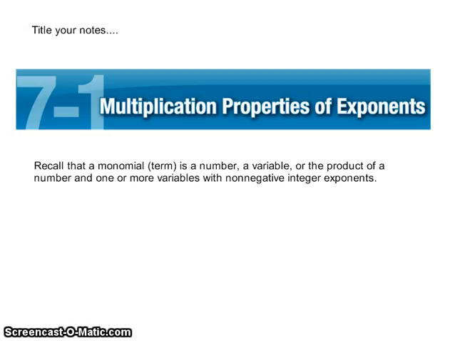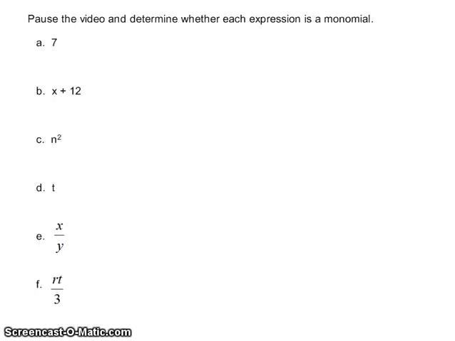Recall that a monomial, or a term, is a number, a variable, or the product of a number and one or more variables with non-negative integer exponents. Remember that product means multiply, and non-negative means that it's positive. I want you to pause the video and determine whether each expression is a monomial.